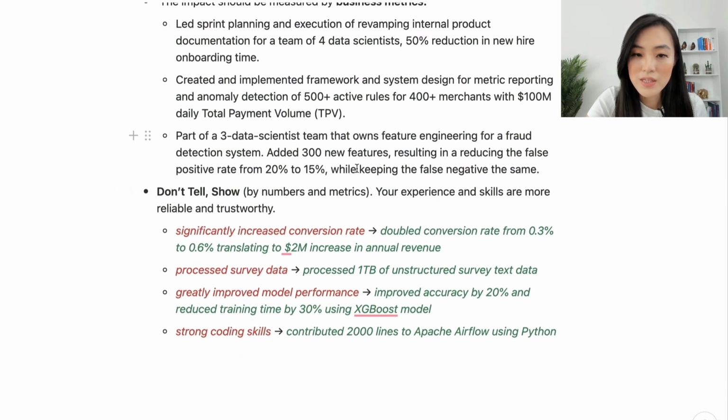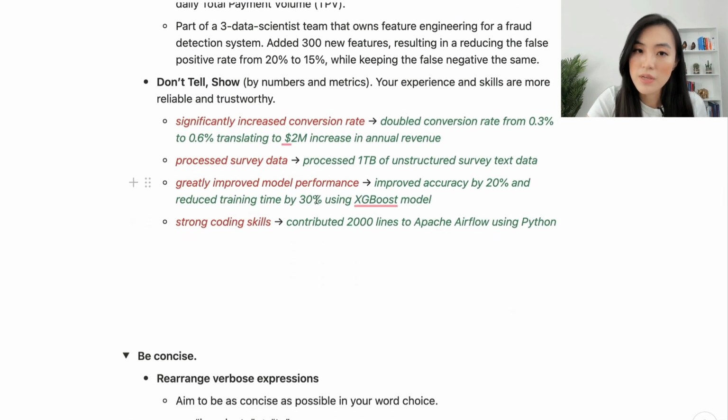Part of a 3 data scientist team that owns feature engineering for fraud detection system, adding 300 new features, resulting in reducing the false positive rate from 20% to 15% while keeping the false negative the same. Another tip to highlight your impact is don't tell, show. Show by numbers and metrics, because your experience and skills are more reliable and trustworthy if you have numbers and metrics to measure them. Here are some examples.